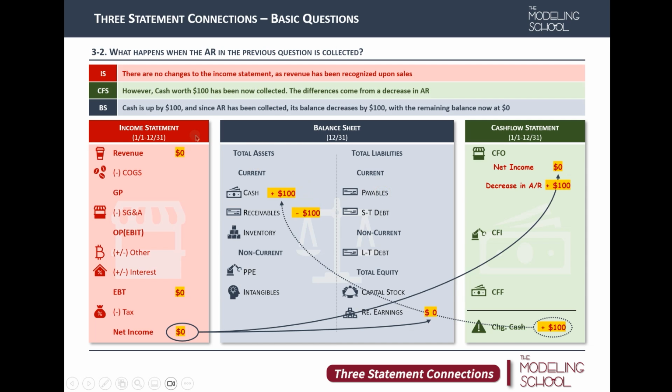So again, there are no changes to the income statement, as revenue has been recognized upon sales last year. However, cash worth $100 has now been collected, so the differences come from a decrease in AR. Cash is up by 100, and since accounts receivables now has been collected, its balance decreases by 100, with the remaining balance now at 0.